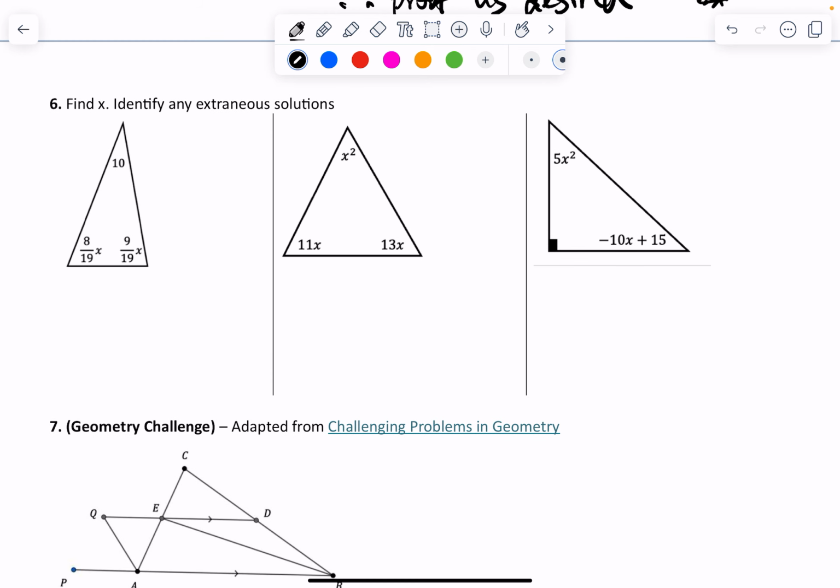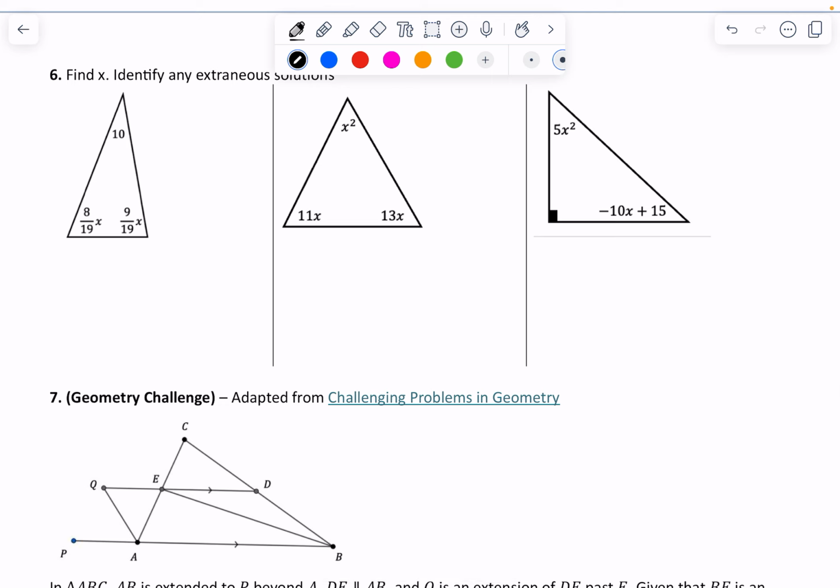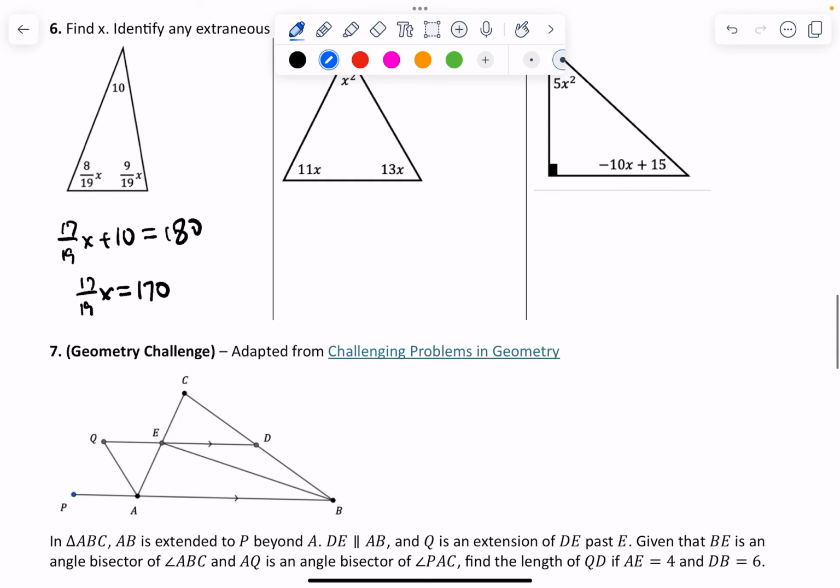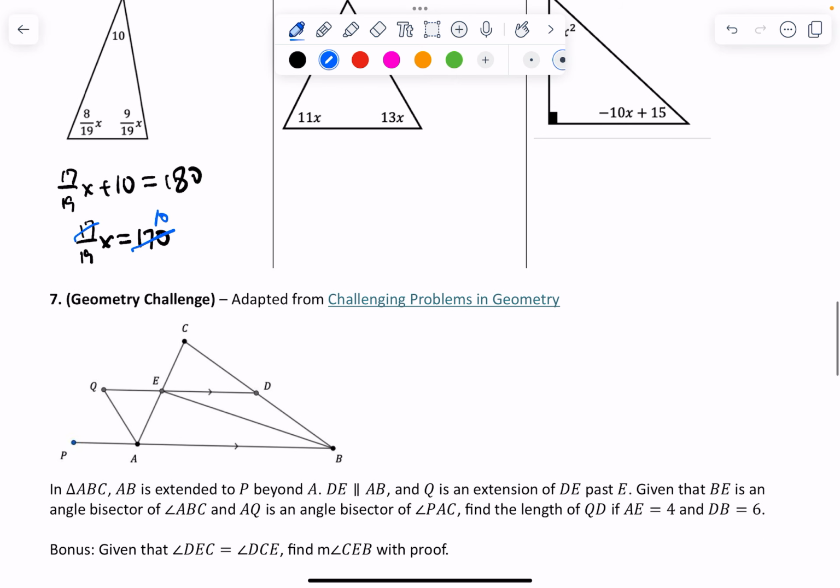Okay, this problem. Find x and defining extraneous solutions. So in this, we have 17 over 19 x plus 10 equals 180, 170, and then here you do not multiply the 19 immediately. You first try to cancel, not actually canceling. So this becomes 1 and this becomes 10, and then you have x is equal to 190. All right.